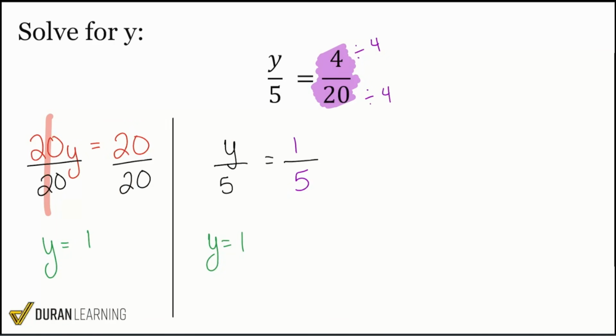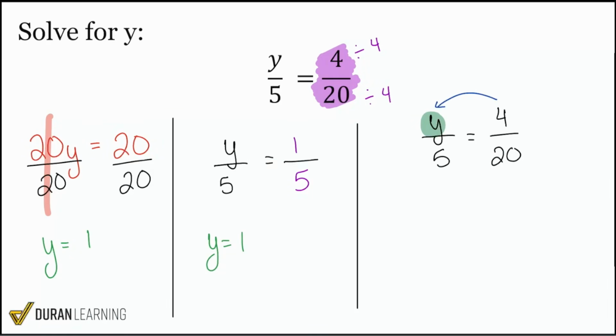But let's say that we weren't able to simplify or we chose a different method. Okay, no problem at all. Let me write the original here: y divided by 5 equals 4 divided by 20. Here's what we can also do. I'm trying to get to my final answer right here, my y. So you can try to go from right to left, or you can try to go from bottom to top. Either way, you're trying to get to that answer.